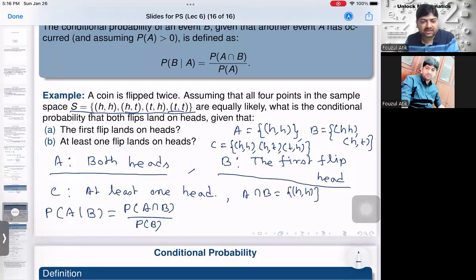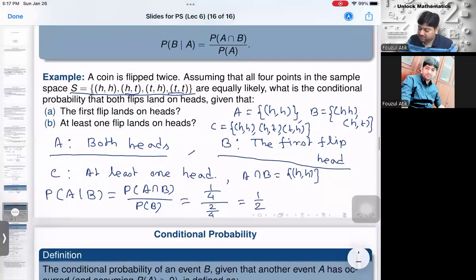So what is the probability of A by B? I can get the final answer as: probability of A by B is the number of favorable cases in the event A intersection B, which is 1, divided by the total number of cases in the sample space, so 1 by 4, divided by the probability of B, which is 2 divided by 4, because B has 2 outcomes. So the final answer is 1 by 2. Therefore, the probability that both flips land on head, where the first flip lands on head, which has already happened, is P of A by B, and the answer is 1 by 2 in this case.